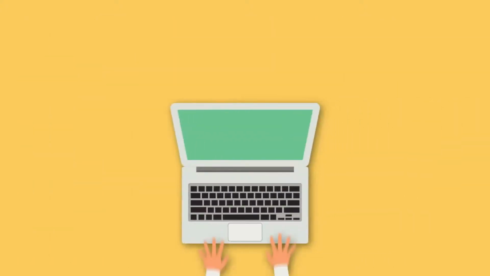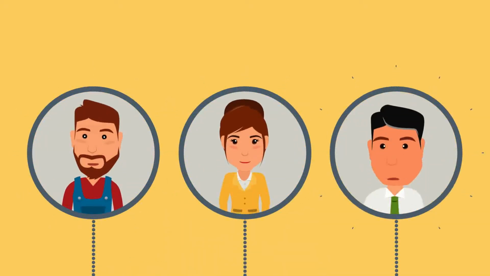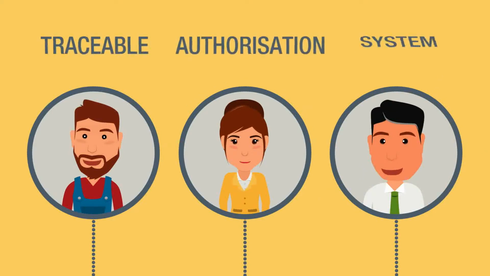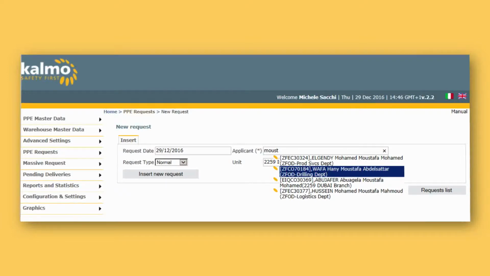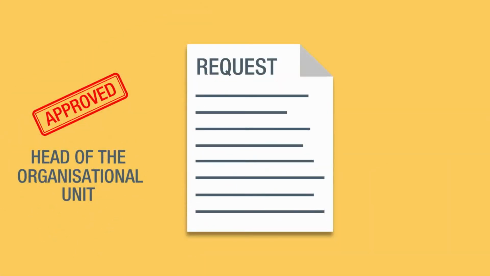Let's see together how it works. Paolo can configure the equipment kit to facilitate and speed up individual requests. The allocation and delivery of devices to employees is through a completely traceable authorization system. The requests can come from the worker or the head of security for the individual devices and kits. Each request is authorized by the head of the organizational unit.